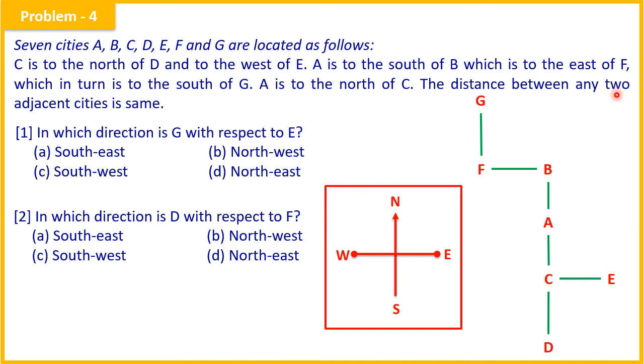The questions are very easy. The first question that is asked here is, in which direction is G with respect to E? The answer for this question is option B, northwest. The second question is, in which direction is D with respect to F? So the answer is option A, southeast.